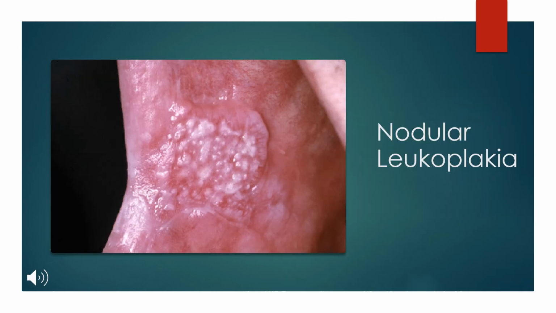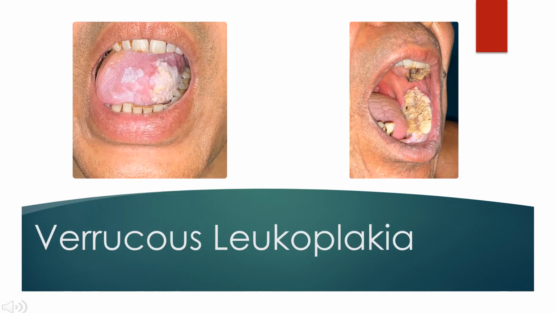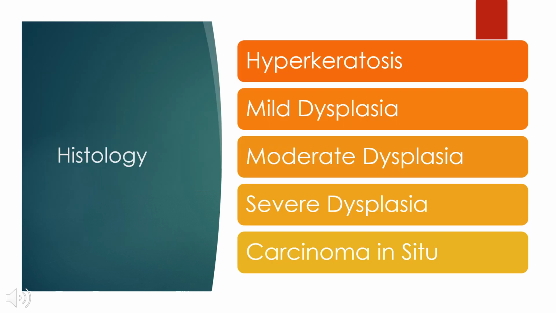In nodular leukoplakia, there are small polypoid outgrowths or a nodular-like appearance of the white lesion, and in between this white lesion there could be some red lesions also. In verrucous leukoplakia, it appears as a wrinkled or corrugated surface, or sometimes a brush-like or cauliflower-like appearance. This is known as verrucous leukoplakia.